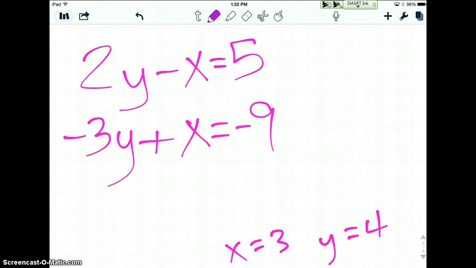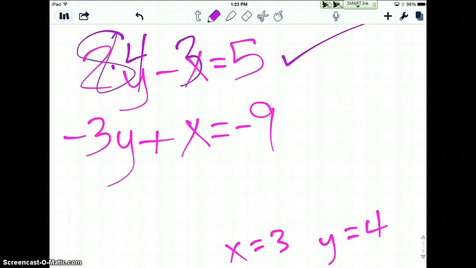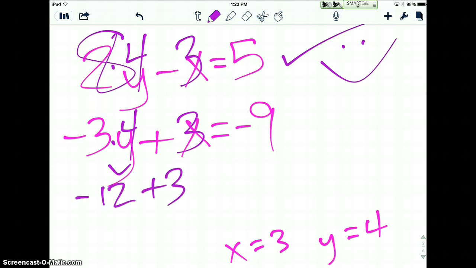So y was 4. So I have 2 times 4 minus 3. So this will be 8 minus 3, which is 5. Yes! And then my second equation, plug in 4, plug in 3. Here we go, the anticipation. Negative 12 plus 3. And that is negative 9. So that's when you're really happy.